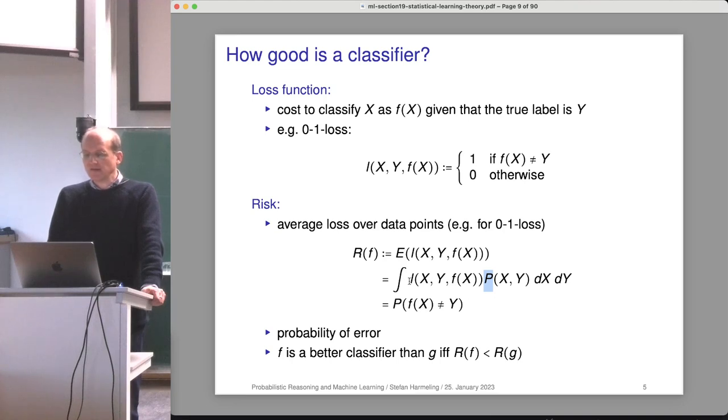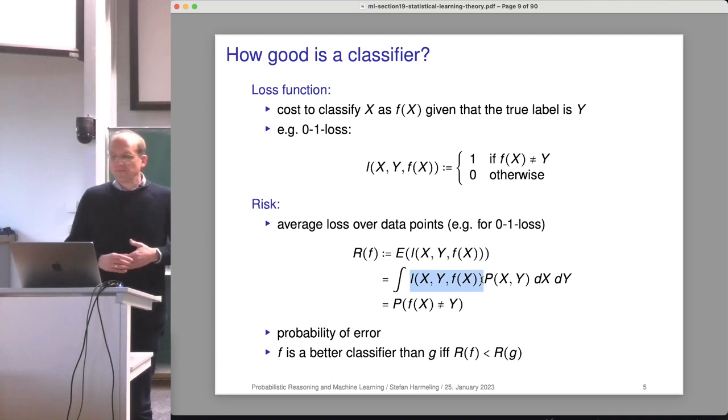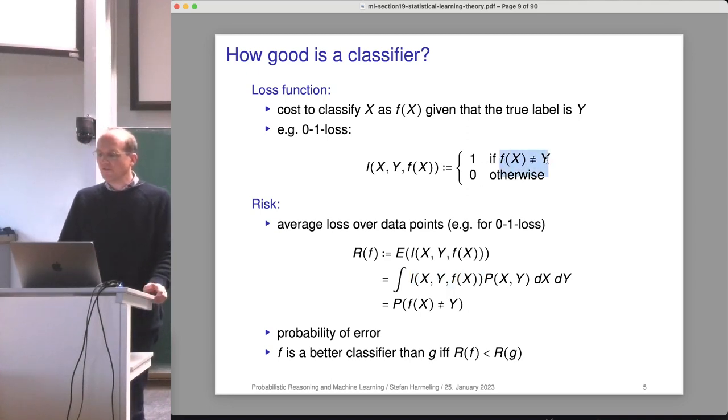And it can be shown that there is a situation where the loss is 1 and a situation where it is 0. If you plug in that F of X is not equal to Y, then it's the same as calculating the probability that F of X is not equal to Y, where X and Y are distributed according to P. So that is basically the risk: it is the probability of error. It's the same for the 0-1 loss in this case. And now it's very reasonable to say that F is a better classifier than G if its risk is smaller than the other one. Just the standard thing.